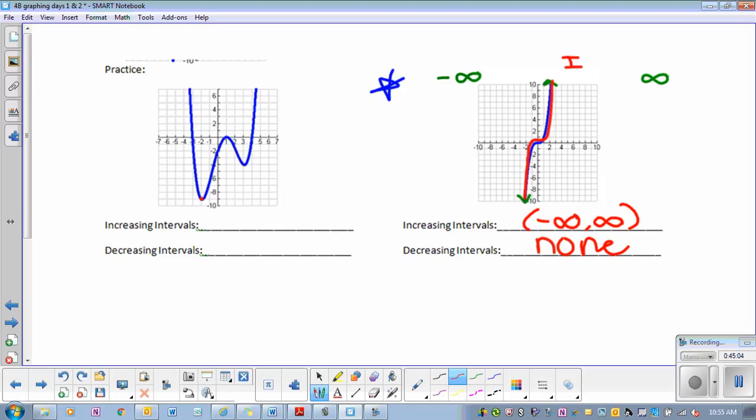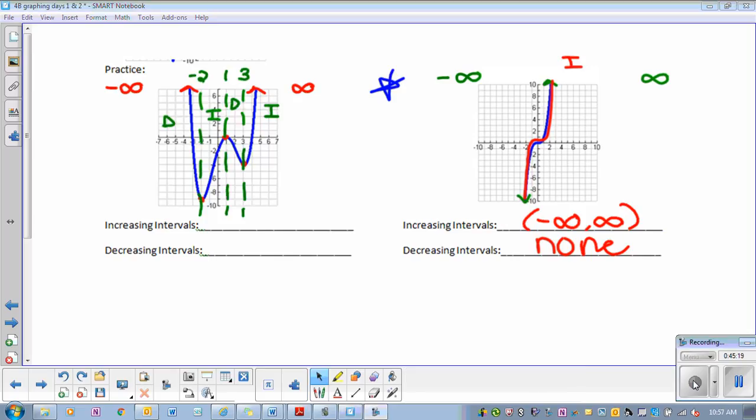So for this other one, I'm going to put a little point at all of the turns. And I know we have negative infinity all the way to infinity. I want you guys to try this one, and then we'll compare it. So with this one, let's check our numbers together. Negative infinity, negative 2, 1, 3, infinity.